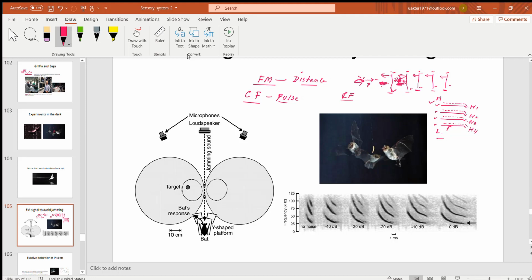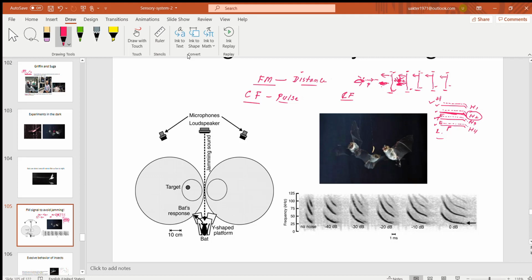So pulse and dotted line is echo. Again pulse, echo. Okay, just know that echolocating bats, CF bats, put more effort on H2, or use the H2 pulse and echo to detect the prey, and depend more on H2. We'll talk about that more.